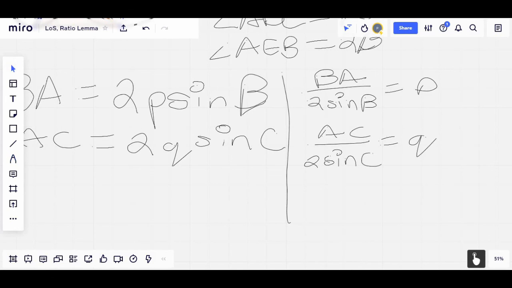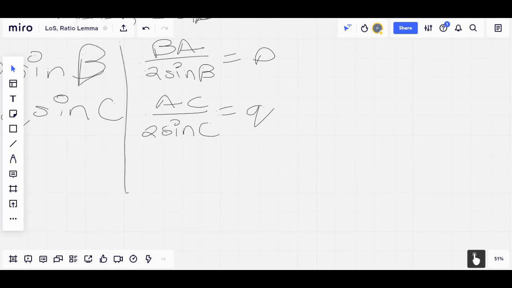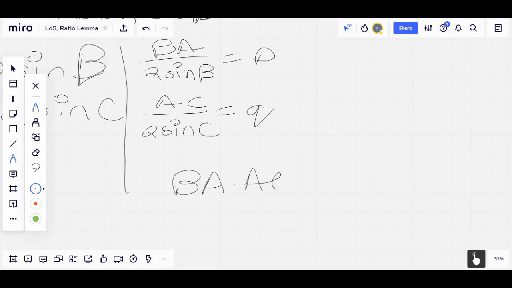Okay, now we want to prove that PQ equals R squared, remember. So we have that PQ equals BA times AC divided by 4 sine of B sine of C.